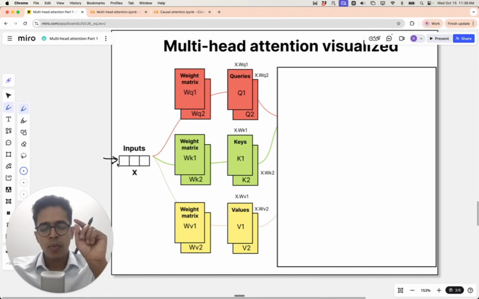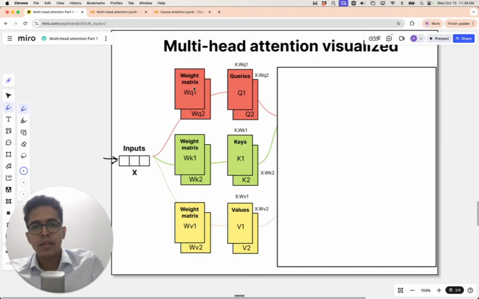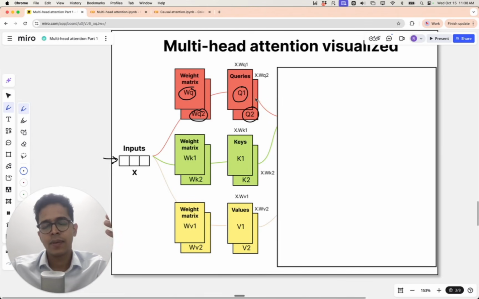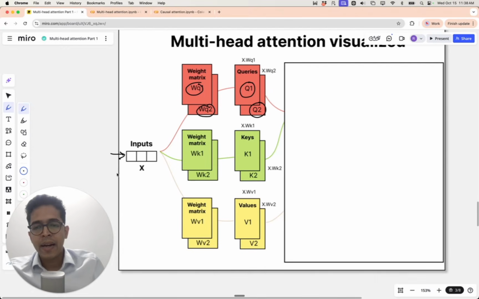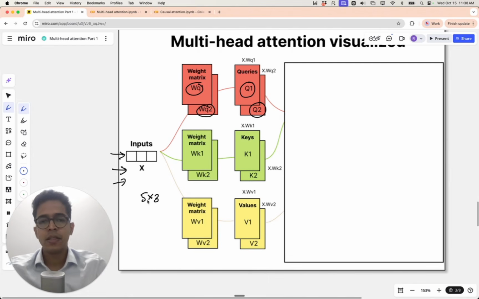Then instead of now having one query weight matrix, which creates one set of queries, here you have 2 query matrices. This is the first query matrix and this is the second query matrix, and these operate in parallel to produce 2 different sets of queries. Now, if I had 5 inputs, meaning I had 5 tokens each with dimension 3, and if the dimensionality of my query key value space is 2, then this Q1 will be of dimension, what will it be? It should be 5 by 2.